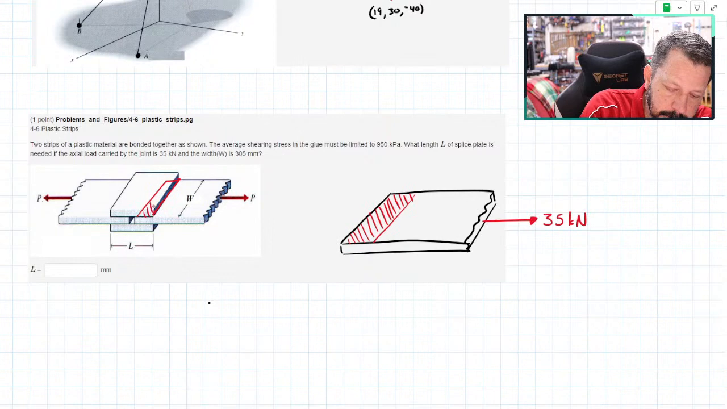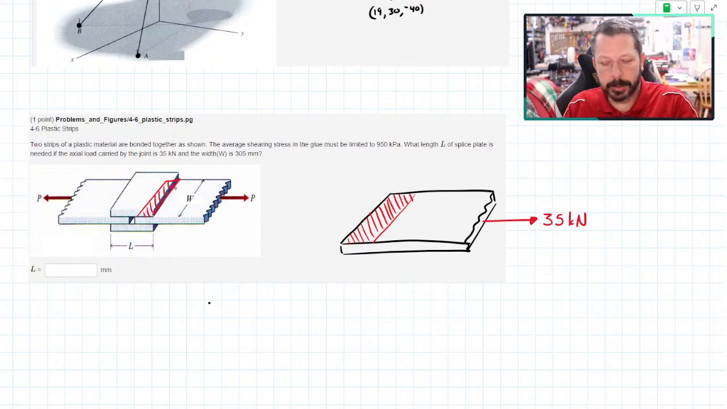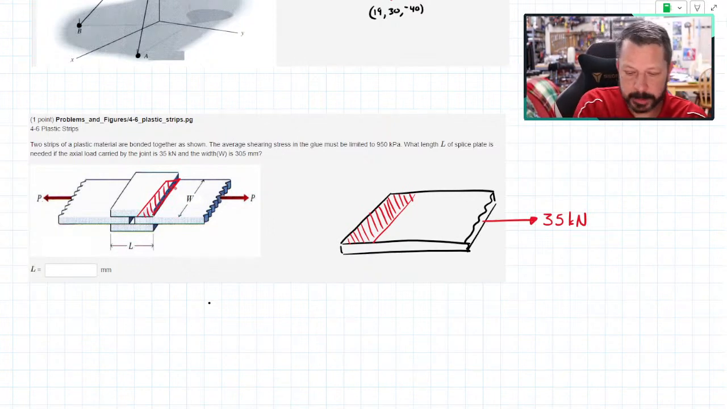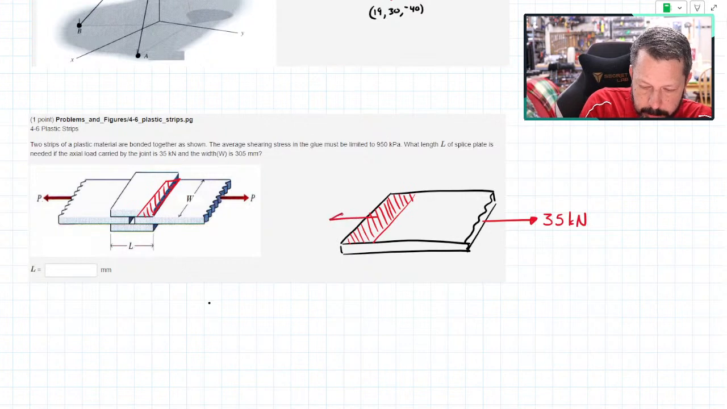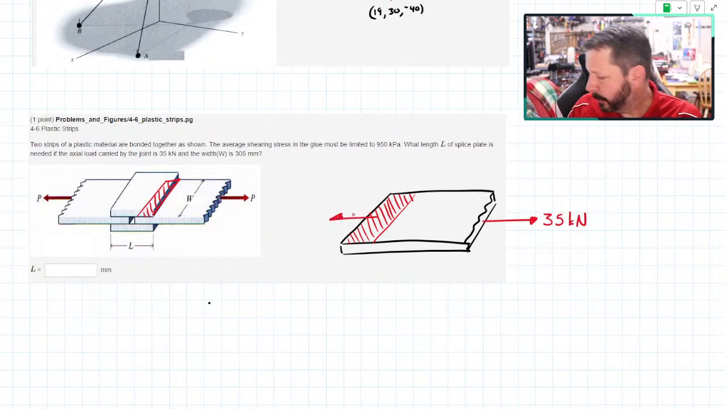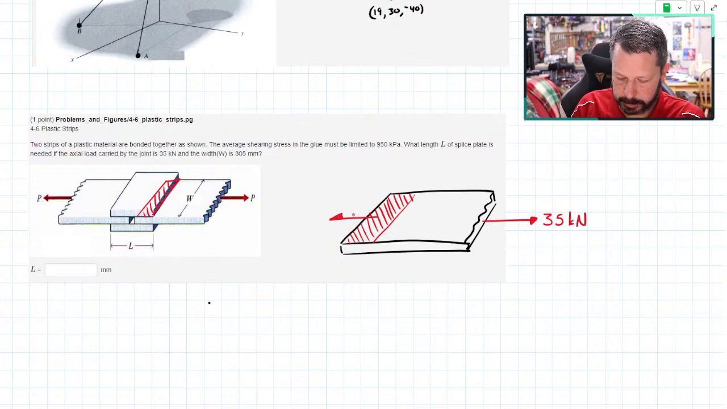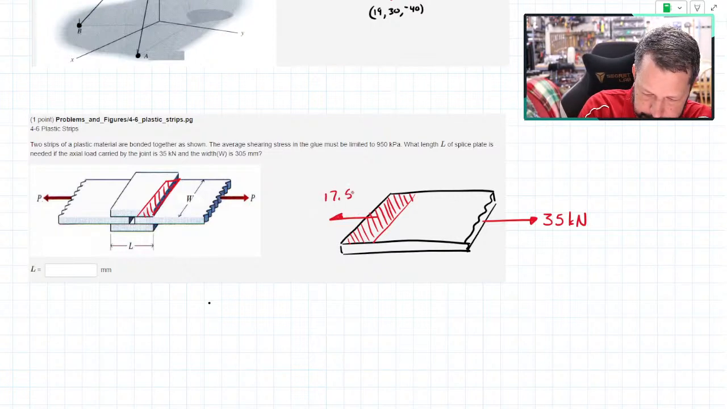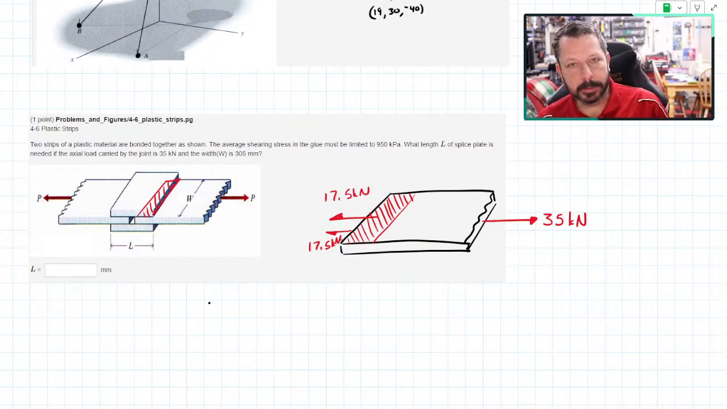But this little red area here is the glue under this edge of the plate. And so on the bottom, there would be the same amount of glue. And between them, they would be holding everything together. What's 35 divided by 2? Let me put it in my little calculator. 17 and a half. And then on the bottom is the other 17.5 kilonewtons. So that's on the glue surface.